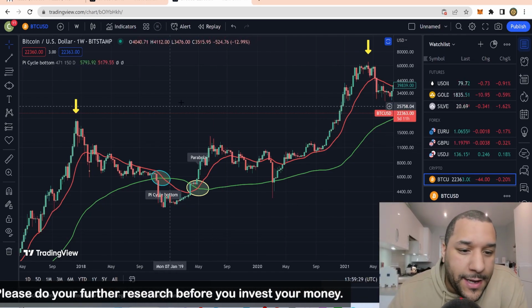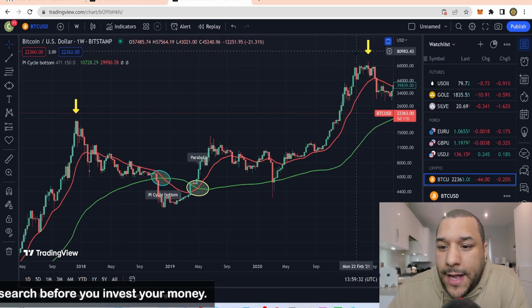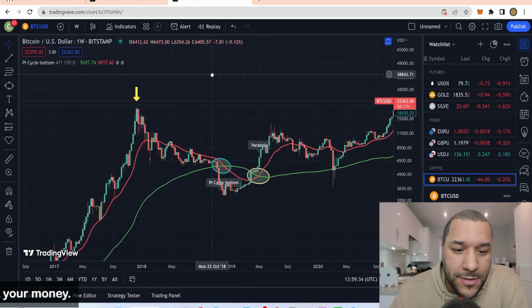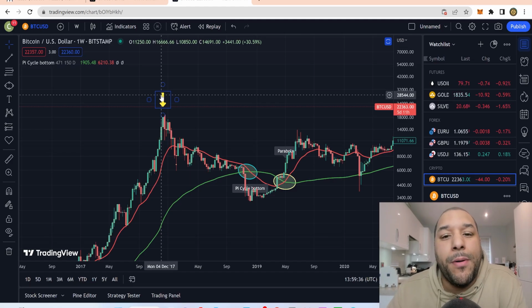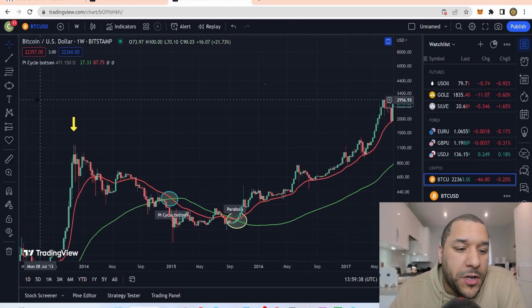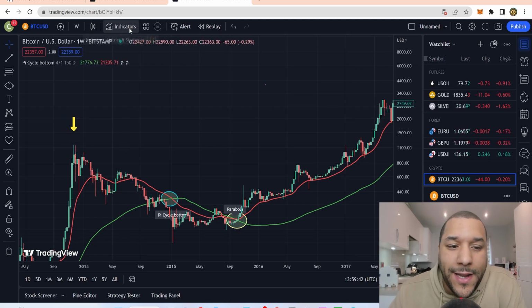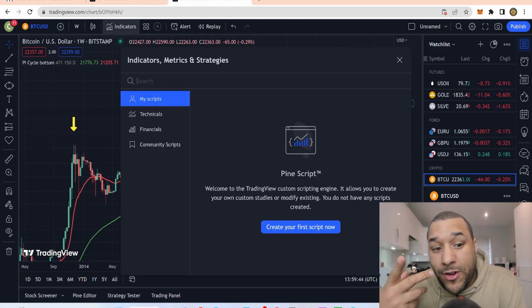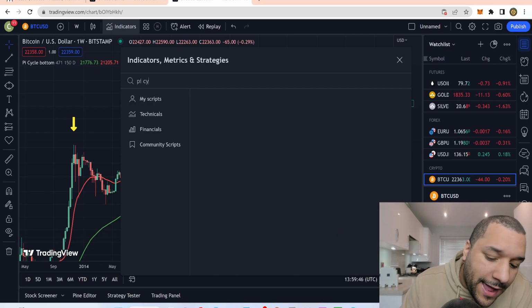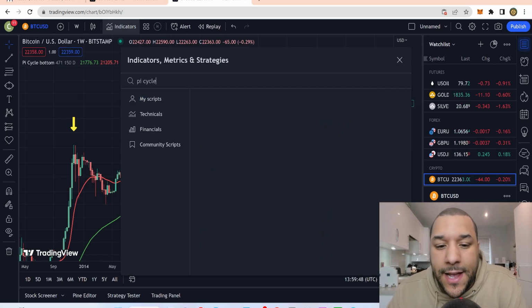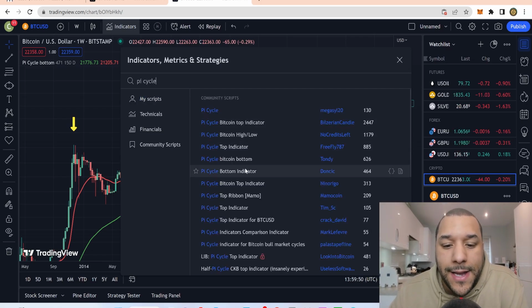Back in 2021, it called the top here, where these little yellow arrows that I've done are. It called the top here perfectly, and it also called the top here perfectly in the past. So if you want to search the Pi cycle indicators, click on indicator on TradingView, type Pi cycle, and then you grab up the Pi cycle top and you will see exactly what I mean.